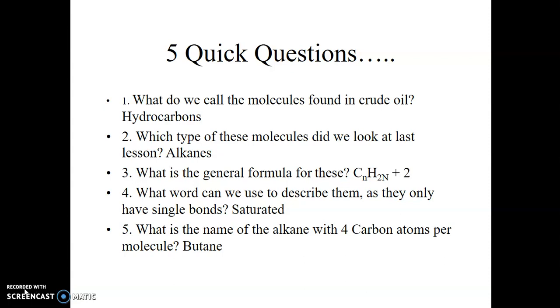Number 4, what word can we use to describe them as they only have single bonds? The word we use is saturated. We say they are saturated because there's no way of getting any more hydrogen into each molecule. All the bonds are single, so all the bonds are being used. And number 5, what is the name of the alkane with 4 carbon atoms per molecule? The answer is butane. You need to know the first 4.